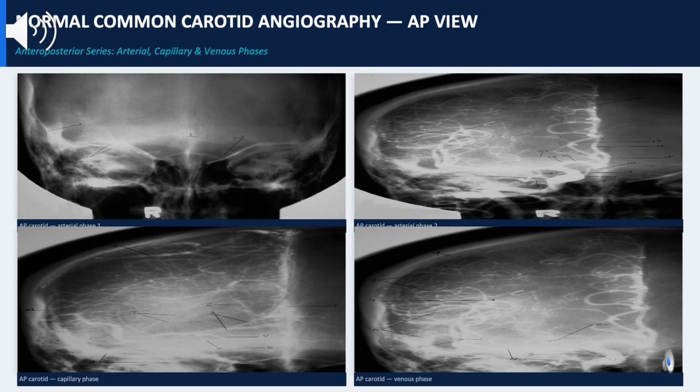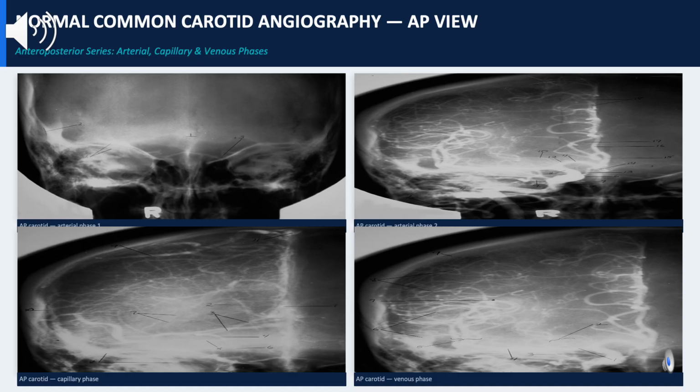The normal common carotid AP series consists of 4 temporal phases shown here: early arterial, late arterial, capillary, and venous. On the AP view, the key positioning criterion is superimposition of the orbital roof on the top of the petrous pyramid. This alignment ensures the image captures both the supraclinoid ICA and the cavernous sinus without excessive magnification distortion.